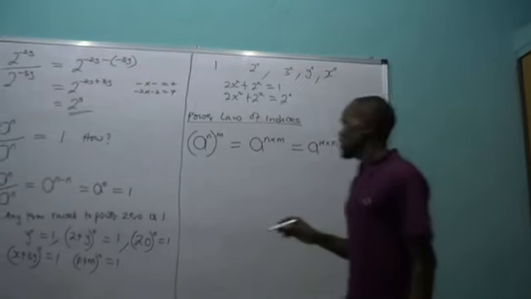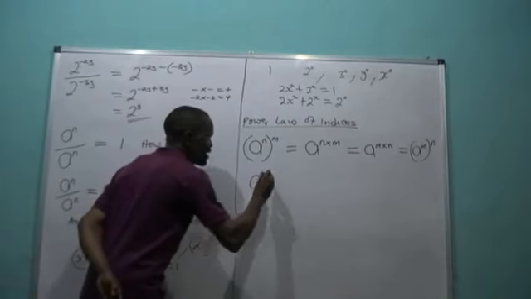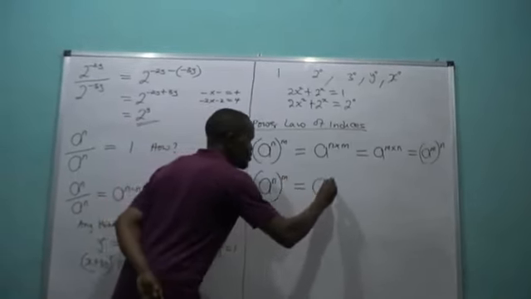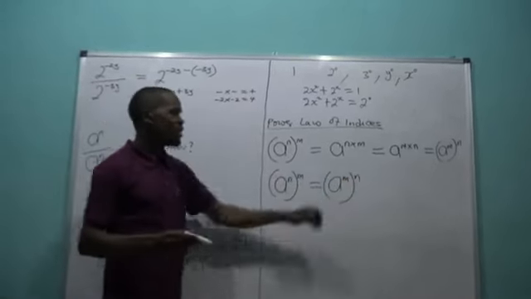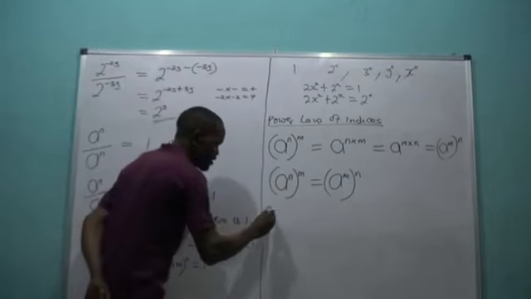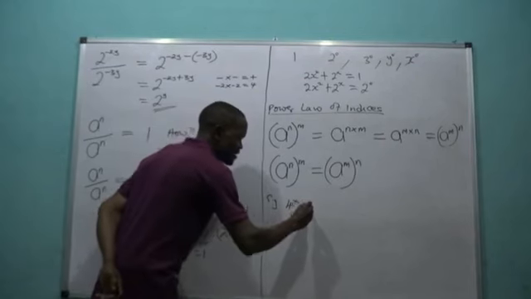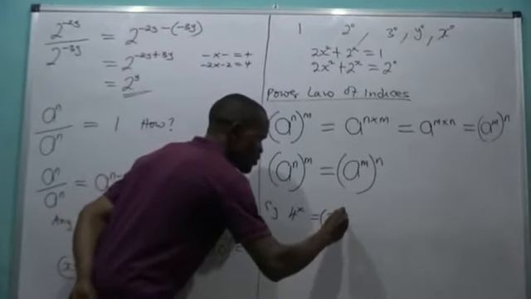What am I saying naturally? This law is trying to tell us that a raised to power n or raised to power m can be written as a raised to power m or raised to power n. That's what this law is trying to let us know. For instance, example, if I have 4 raised to power x, I can simply write it this way: 2 raised to power 2 is 4, or raised to power x.